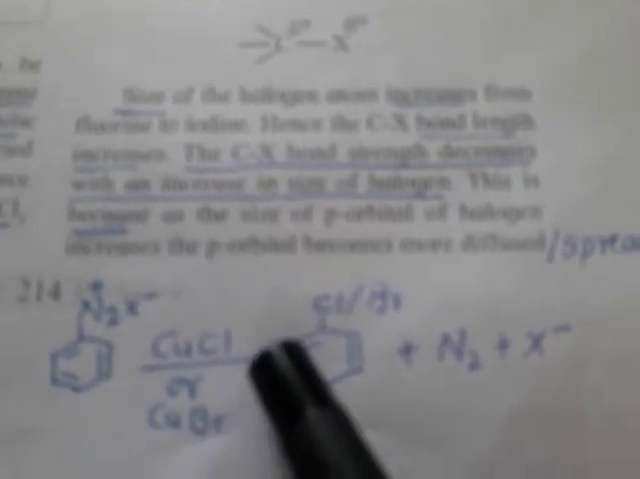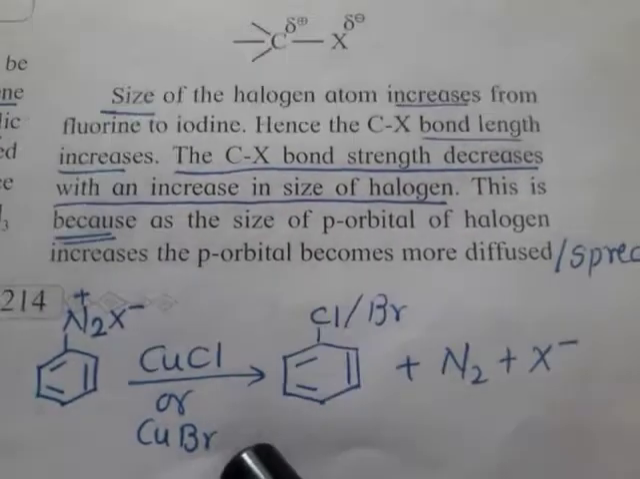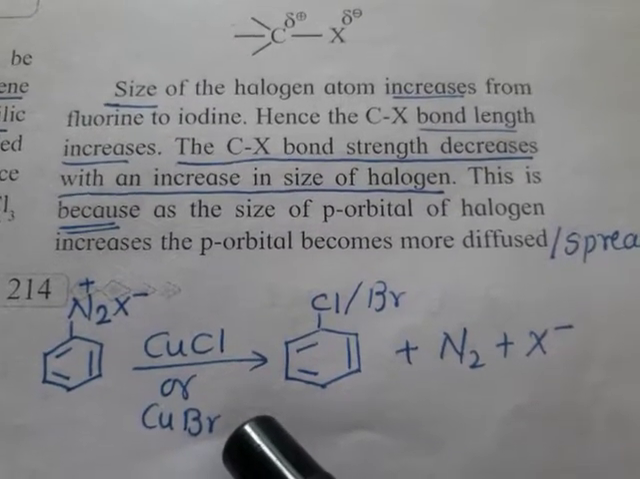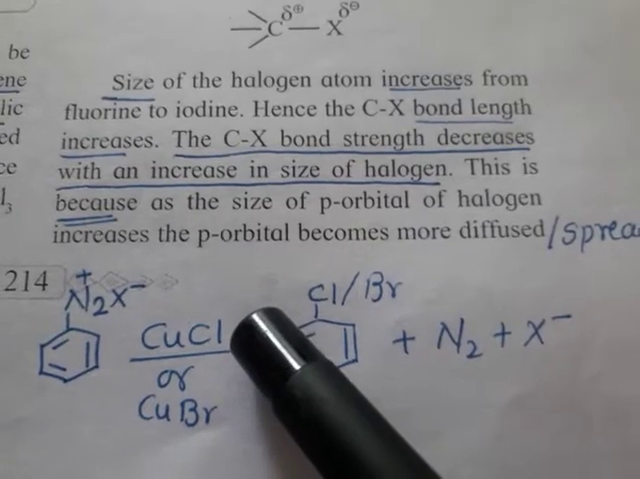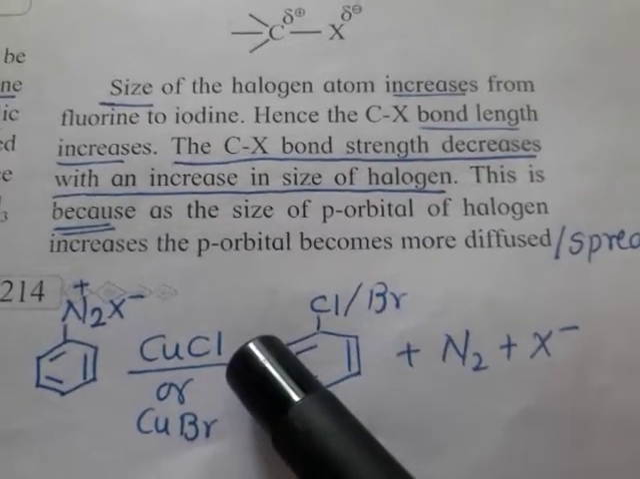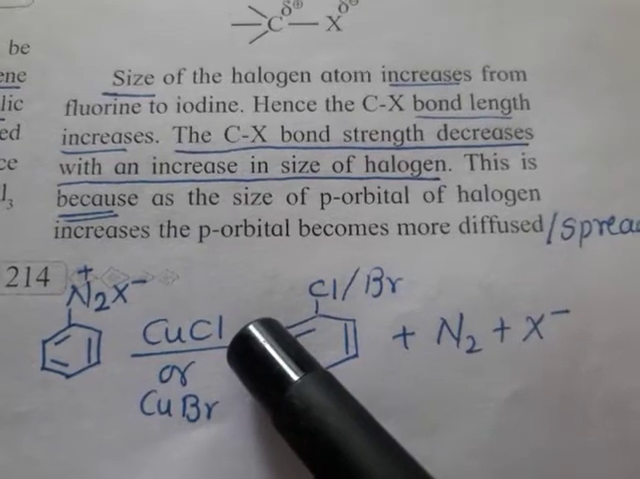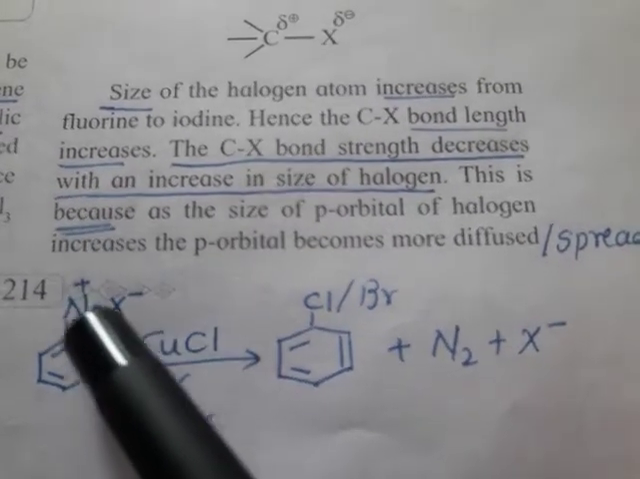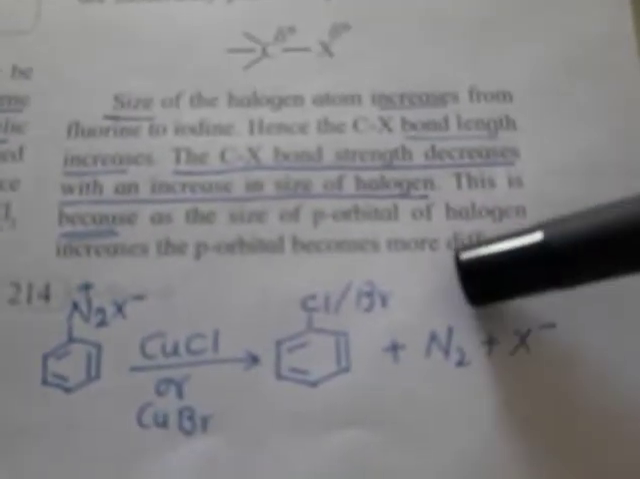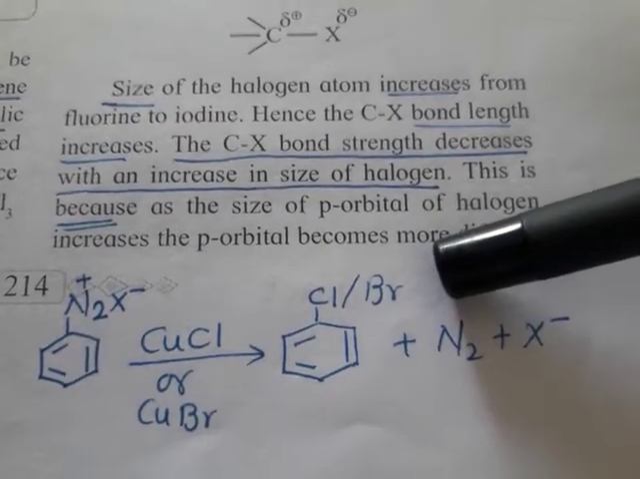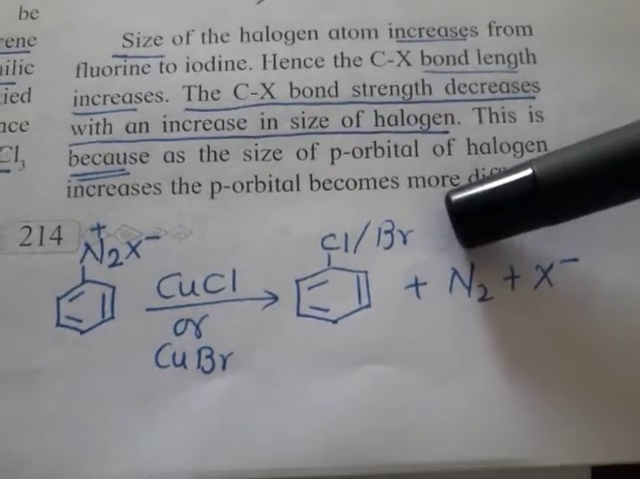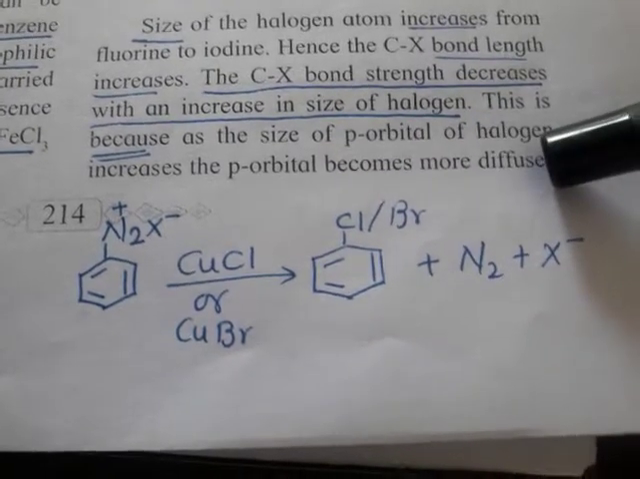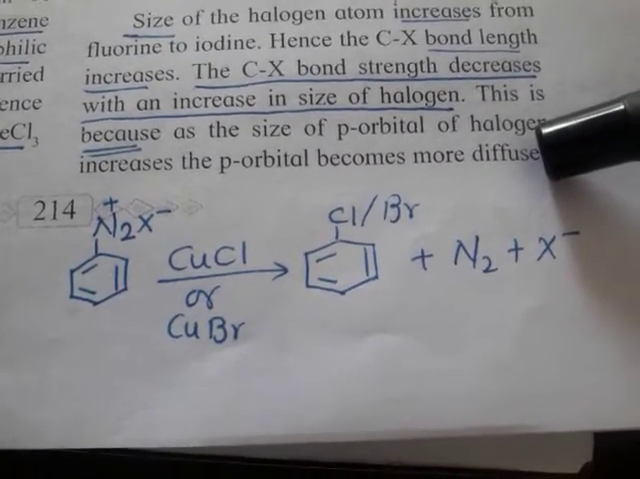It reacts with cuprous chloride or cuprous bromide. This is only the characteristic of Sandmeyer's reaction. That Sandmeyer scientist had used cuprous salt. Copper should be in +1 oxidation state. So cuprous chloride or cuprous bromide are taken. N2 is good leaving group. It is removed easily and N2 plus X minus is replaced by Cl or Br. So we get chlorobenzene or bromobenzene plus N2 plus X minus. So these are two methods for the preparation of aryl halides.